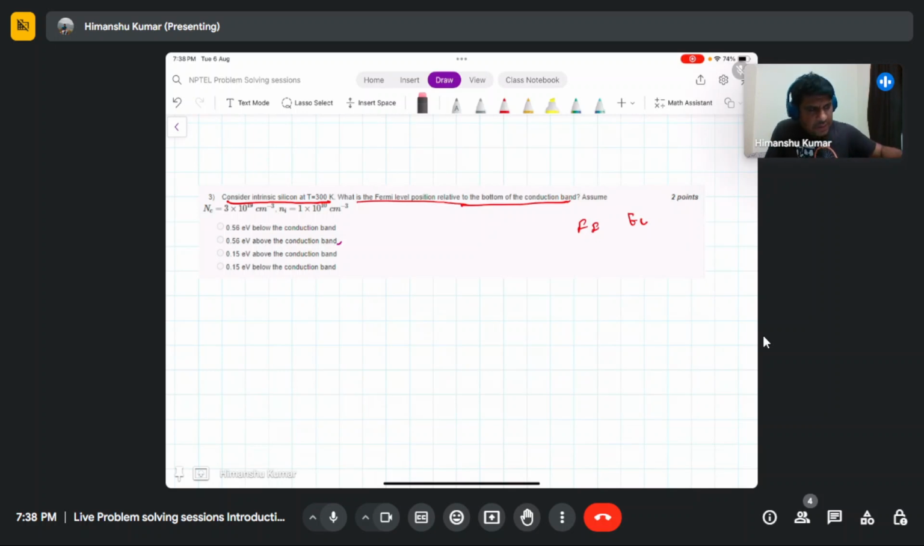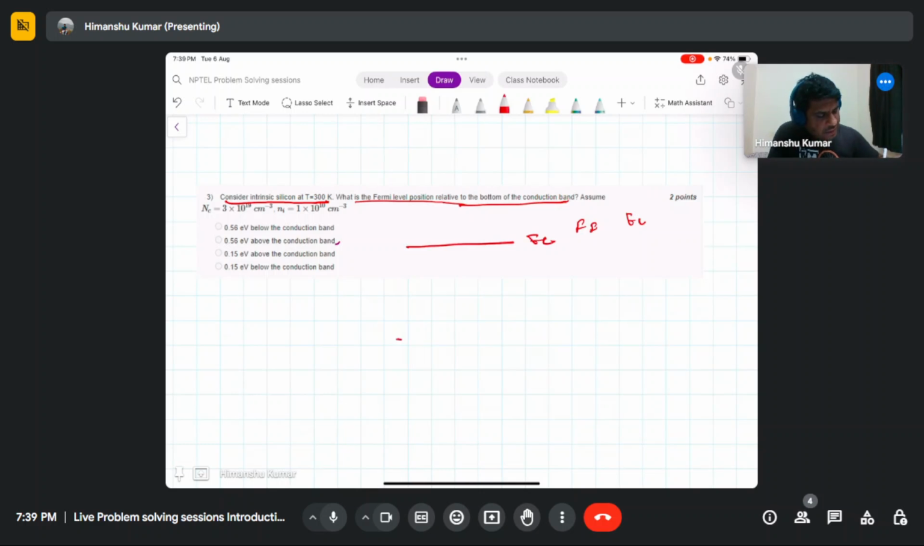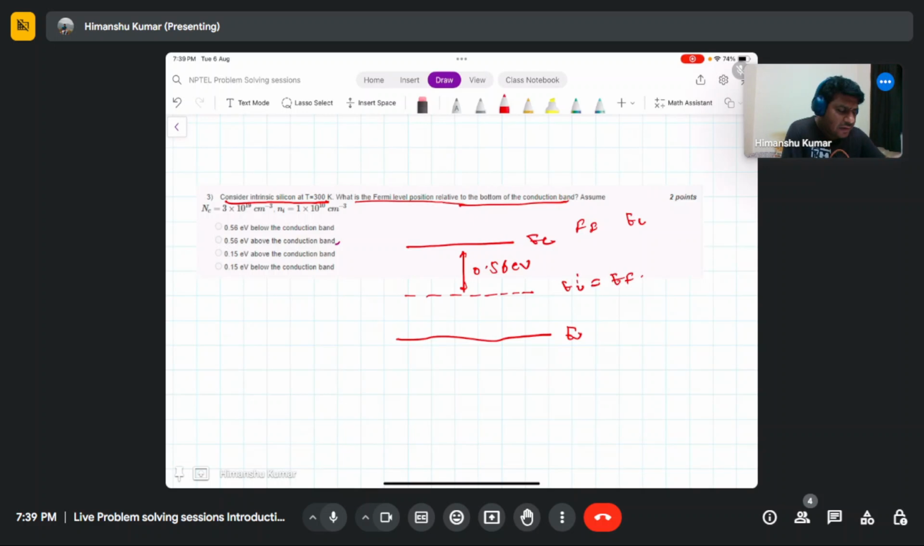The semiconductor is given as intrinsic. So if this is EC and this is EV, then the mid-level EI is lying around 0.56 electron volt. What is the Fermi level position with respect to the conduction band? This EI mid-gap level is equal to EF, because the semiconductor is intrinsic. Or you can calculate it also, since Ni is given.